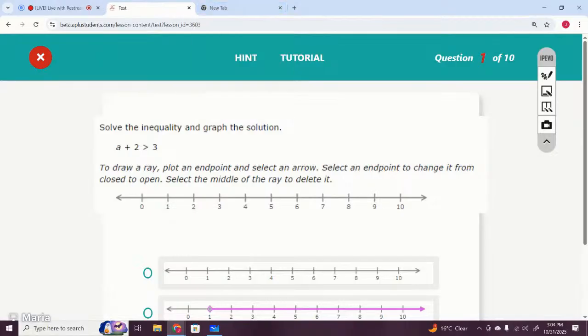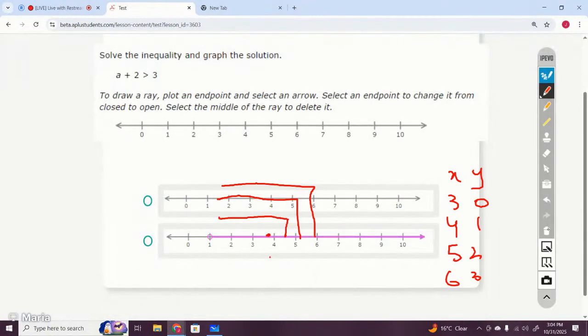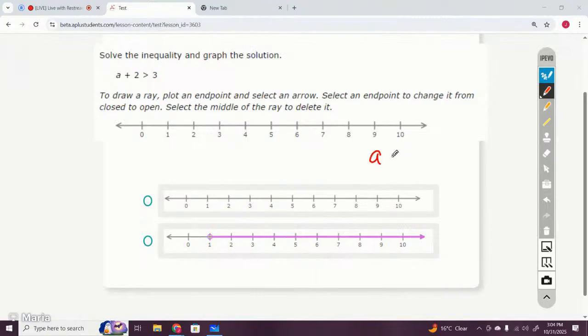Solve the inequality and graph the solution. A plus 2 is greater than 3. So you need to subtract 2 from both sides. So A is greater than 3 minus 2. So A is greater than 1. So we have an open circle at 1 and the graph is pointing at the right hand side. So A is greater than 1. Option number 2 is the correct option.